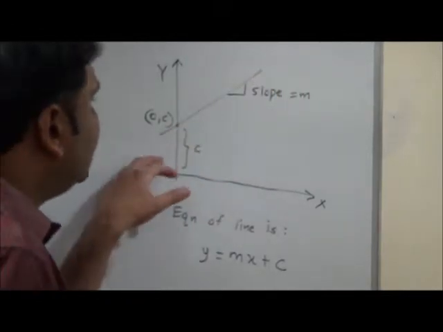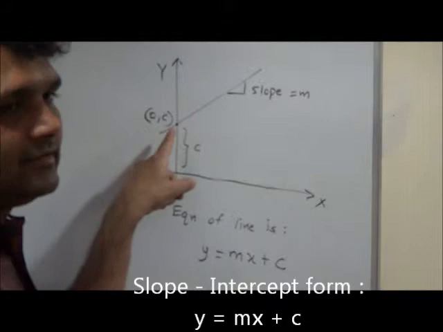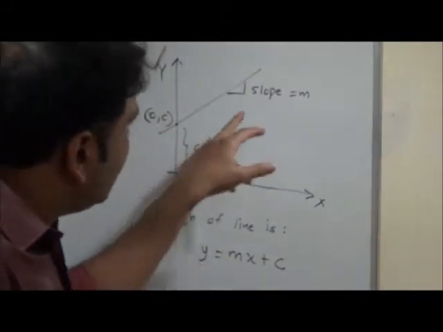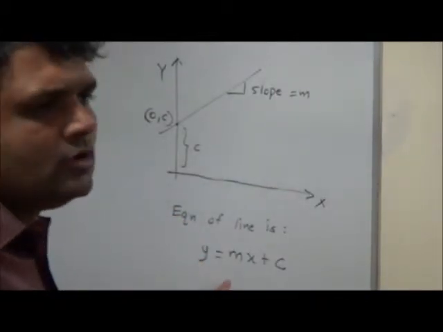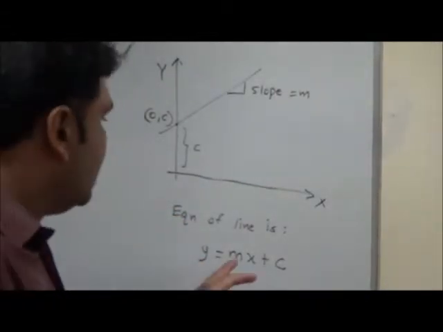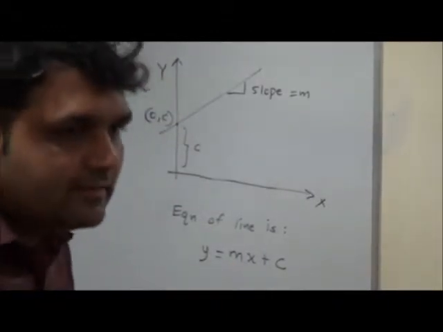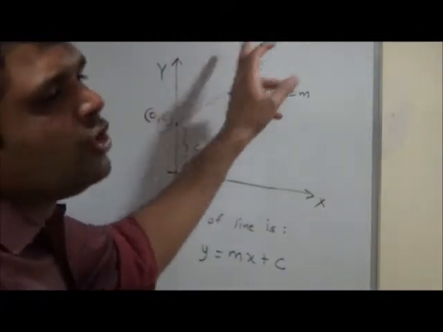The next form of the equation of the line is something like this. Let's say we have a line, its y-intercept is c, meaning the point where the line cuts the y-axis is (0, c), (0, 3), (0, 4), something like this. We know the slope of the line. The slope of the line is m. Then the equation of the line is y equal to mx plus c. M is slope, c is y-intercept. Please note only y-intercept, not x-intercept. So this form is called slope-intercept form.